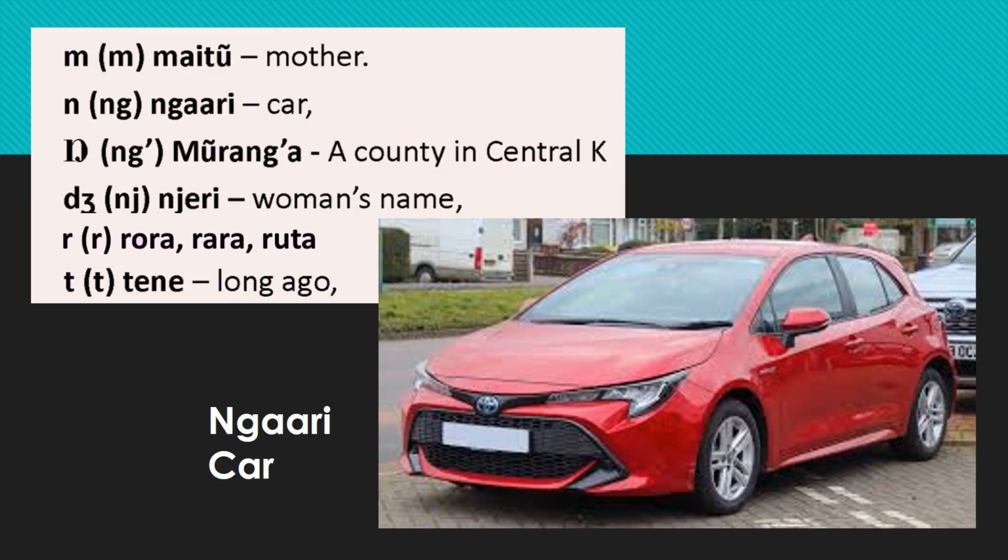Now, J is never written without the prefix N, and the example we have here is njeri. So when a Kikuyu is speaking, you hear as if it's a plain J, but in written form it is always prefixed with an N.